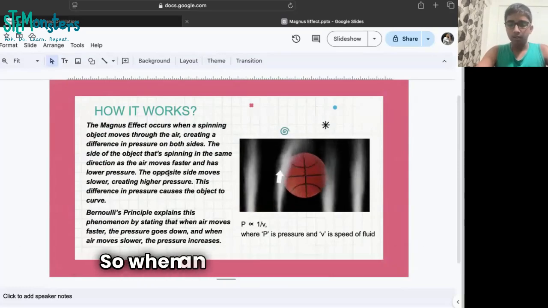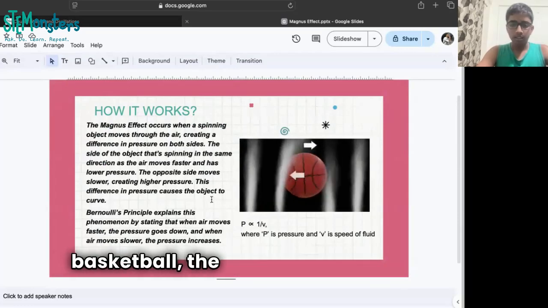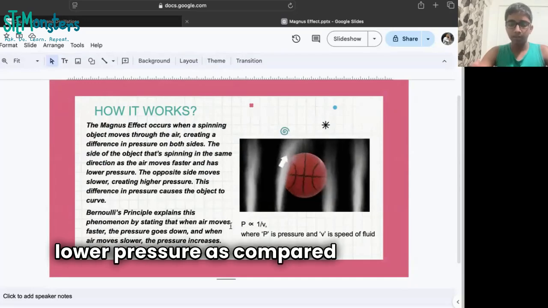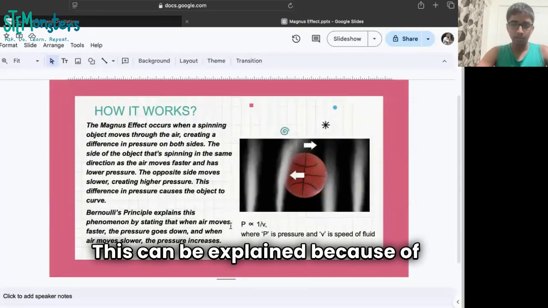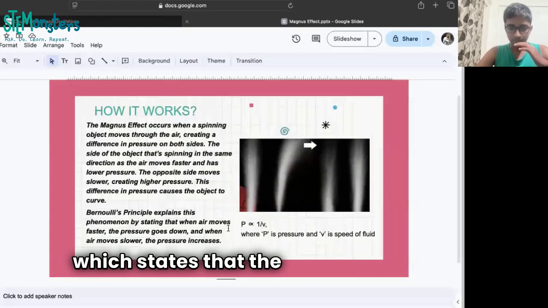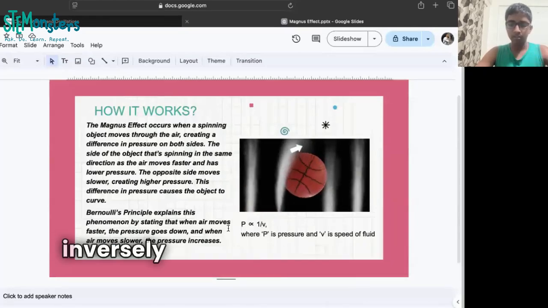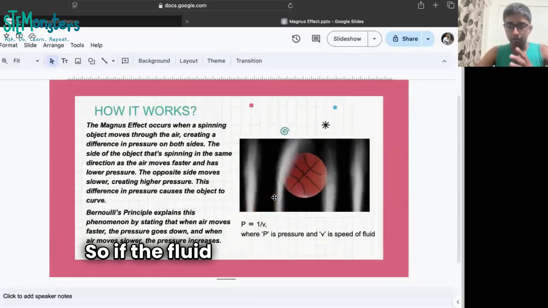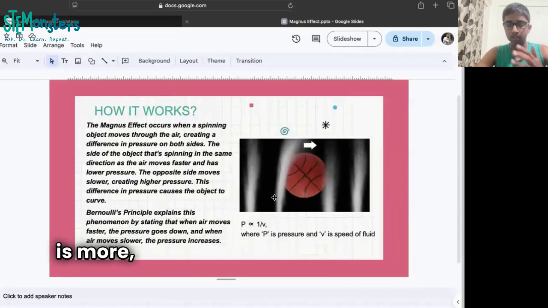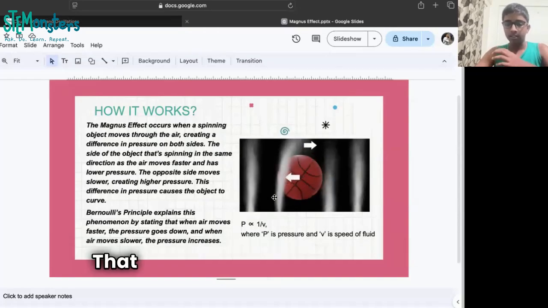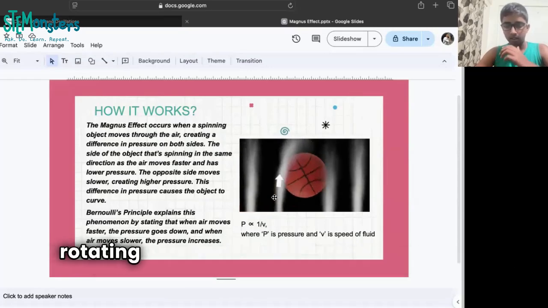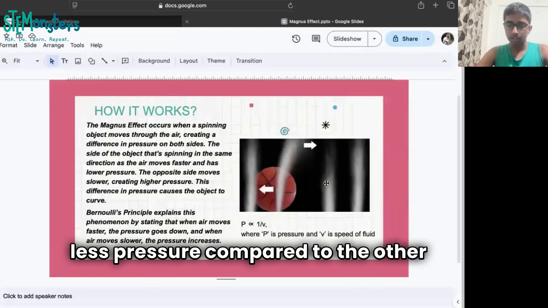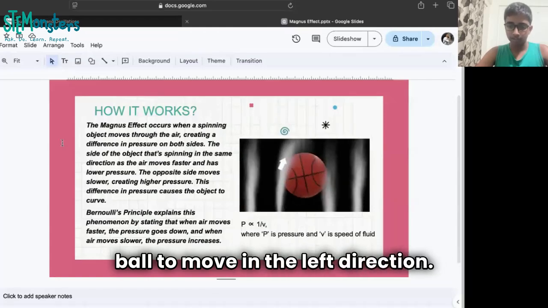So here, the Magnus effect is a phenomenon that occurs due to the change in air pressure on both sides. So when an object is rotating, say a basketball, the side that is rotating in the same direction as the air's movement experiences lower pressure as compared to the opposite side. This can be explained because of Bernoulli's principle, which states that the velocity of a fluid is inversely proportional to the pressure exerted by the fluid. So, if the fluid speed, which is air in this scenario, is more, then the pressure exerted by the air will be less. That is why the side of the ball that is rotating along the same direction as the air experiences less pressure compared to the other side, which causes the ball to move in the left direction.